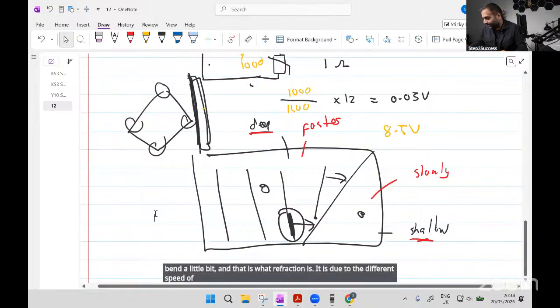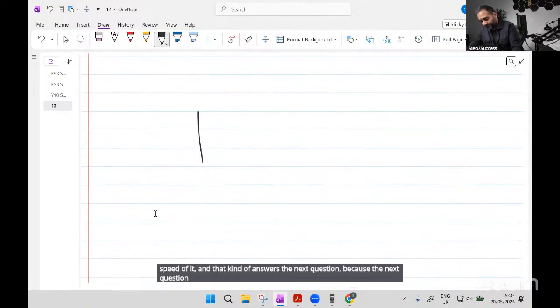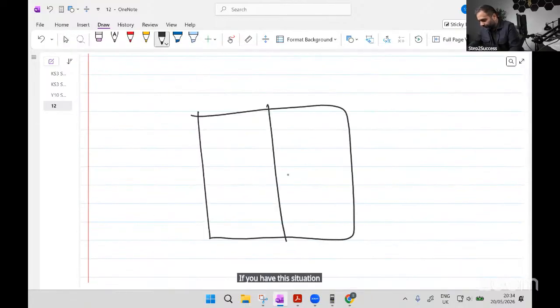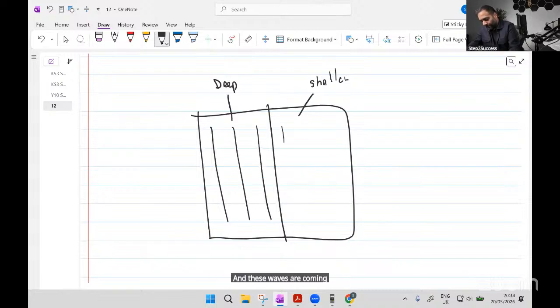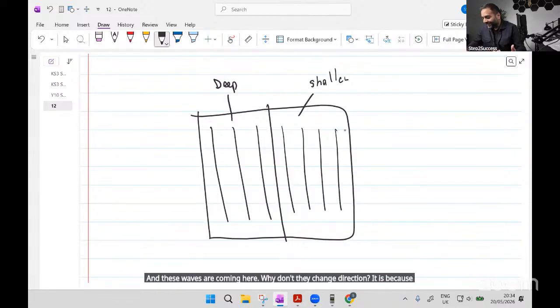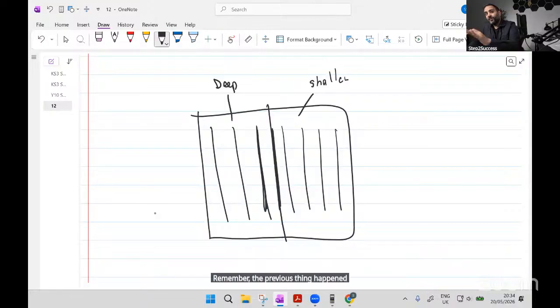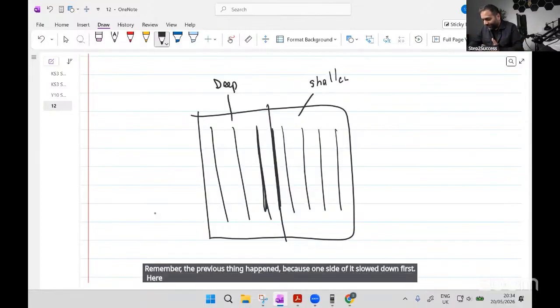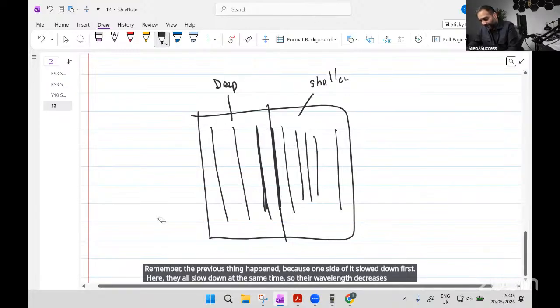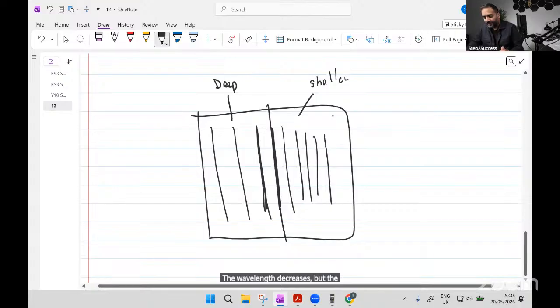And that kind of answers the next question, because the next question said that if you have this situation, deep water here and shallow water over here, and these waves are coming here, why don't they change direction? It is because they're not hitting it at an angle. They are parallel to the boundary, which means, remember the previous thing happened because one side of it slowed down first. Here, they all slow down at the same time, so their wavelength decreases. The wavelength decreases, but the direction doesn't change because they are hitting it parallel.